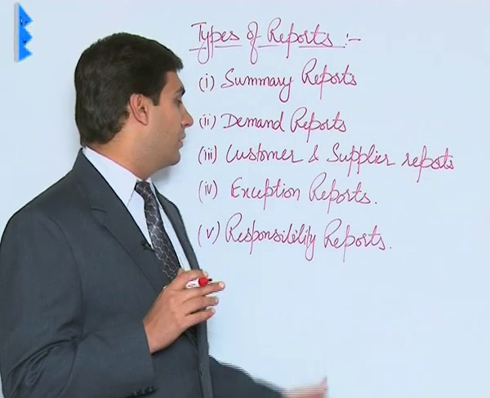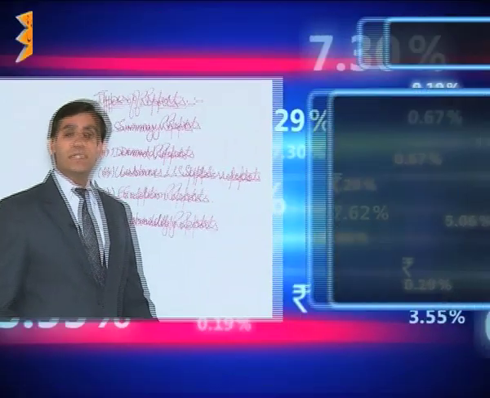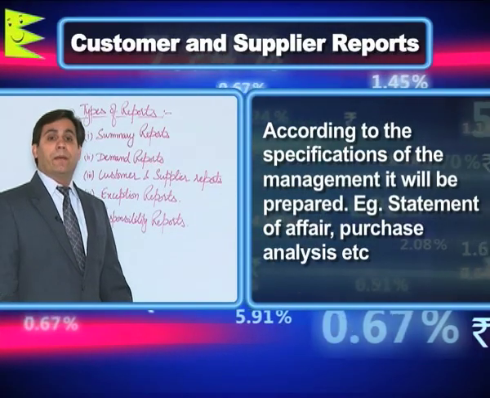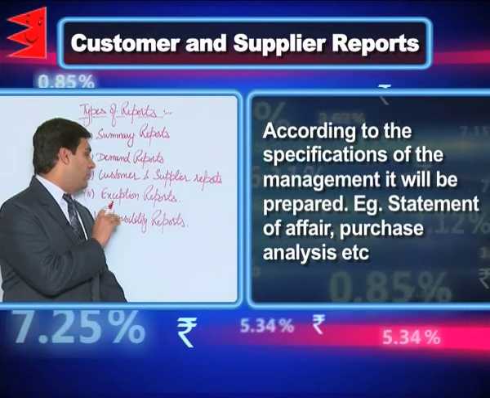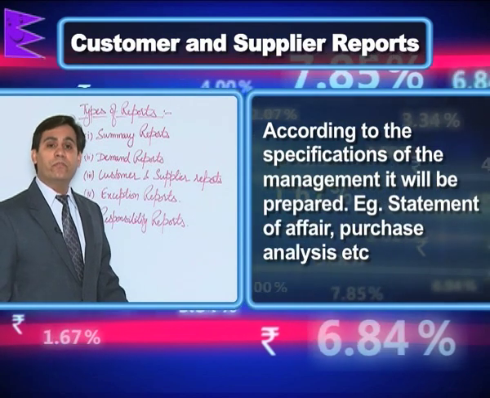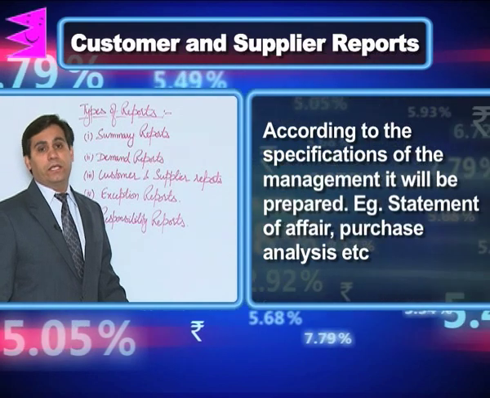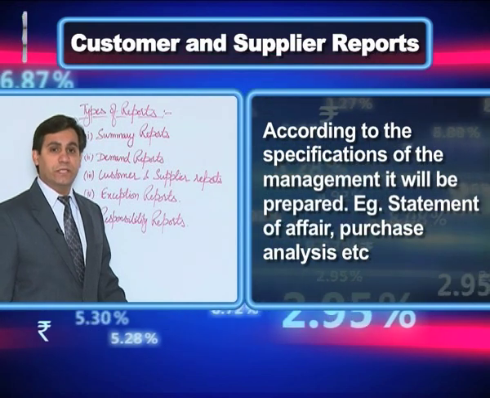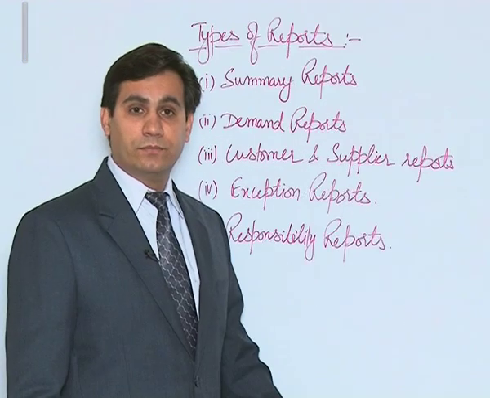Then we have customer and supplier reports. Again students, it is a kind of specialized reports. But these reports generally relate to the information regarding customers and suppliers. They might be in the form of overdue payments. They might be in the form of simple account statements of a particular supplier or a particular creditor.